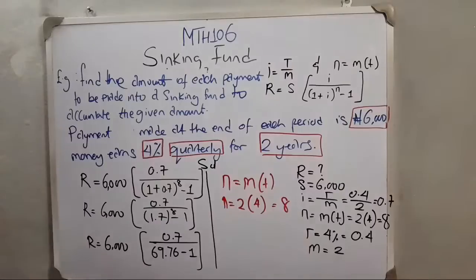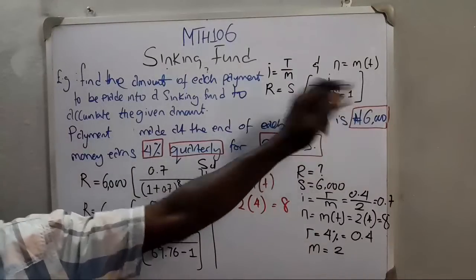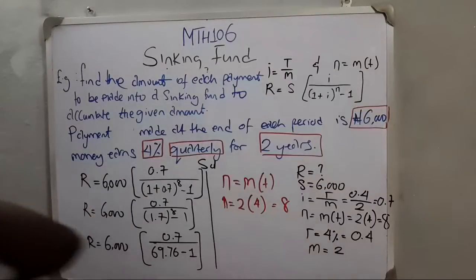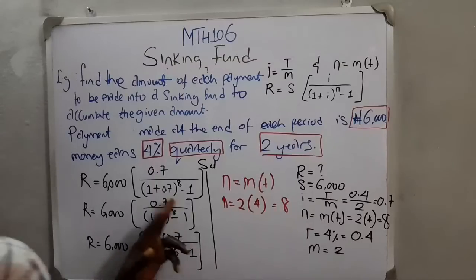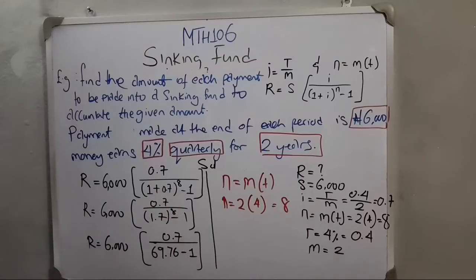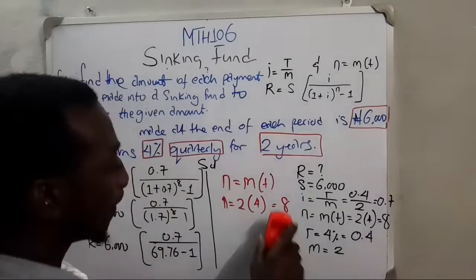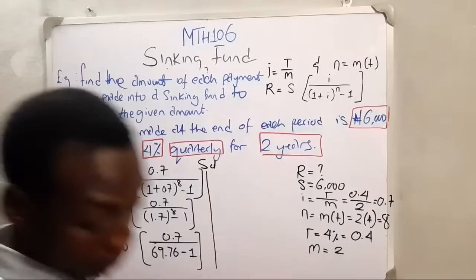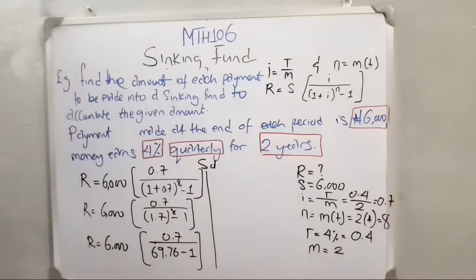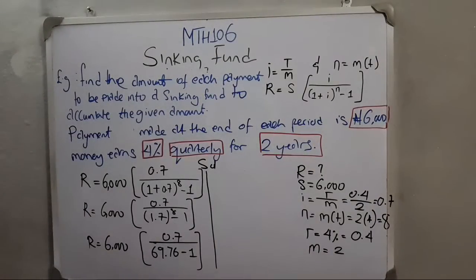So now anywhere we see N, we will change it with 8. Anywhere we see I, change it to 0.7. That's what we did here, ma. Do you understand? Okay, so Blessing, I hope you're on the same page.